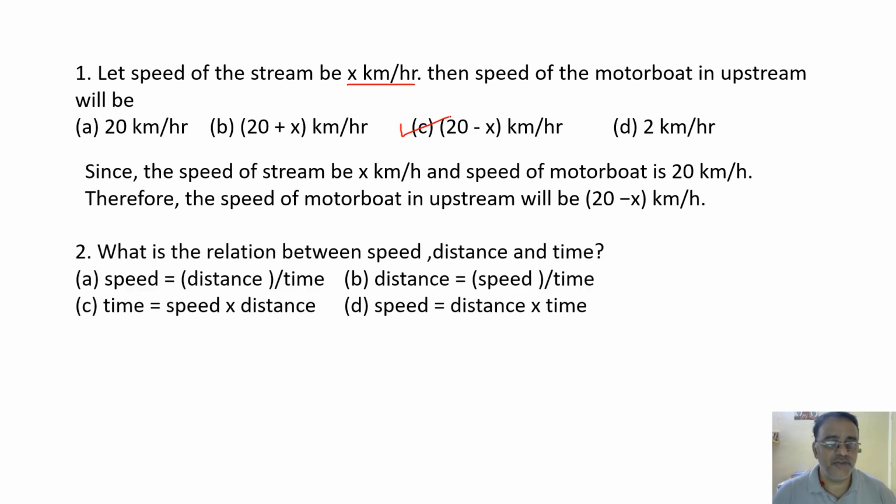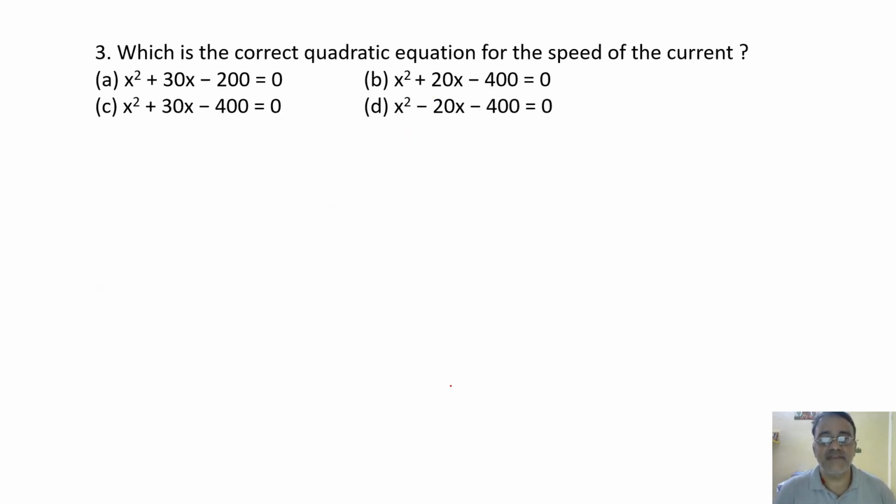Right. Now the next question, what is the relation between speed, distance and time? So distance is equals to speed into time, that is not given. Speed is equals to distance upon time. So the correct option is Option A. Option A, right.